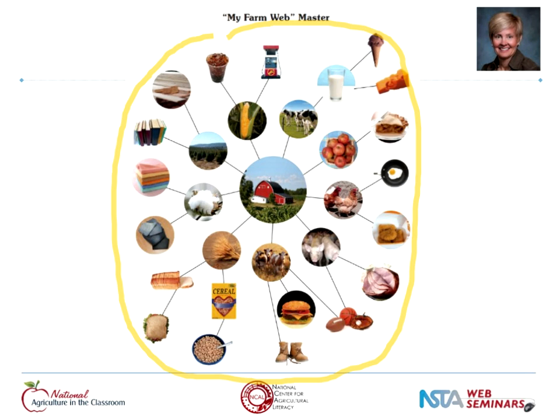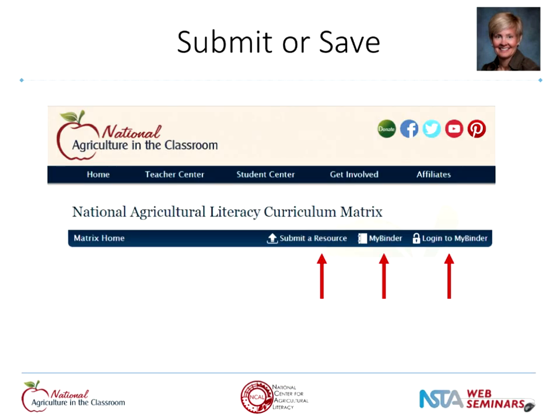So My Farm Web is another one of the lessons that's inside of the matrix. Tammy already mentioned this too, but this is the submit a resource, and she talked about My Binder, and that's a really good way to, when you find something that you really like that you want to be able to use again, maybe it's making the corn plastic. When you click on My Binder, if you've made one, it'll say create a login and a password. That's it, so you can return later.